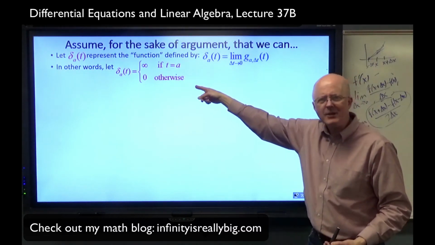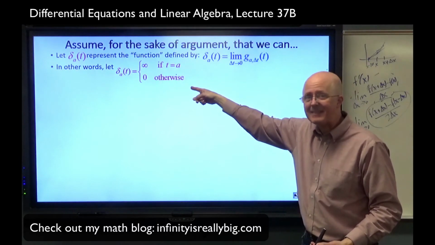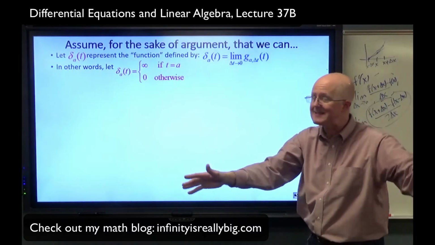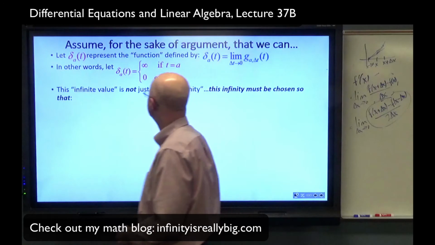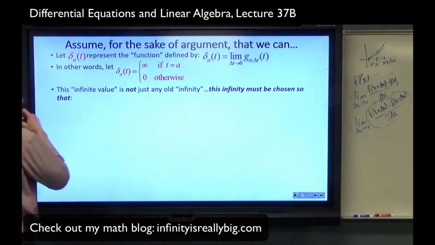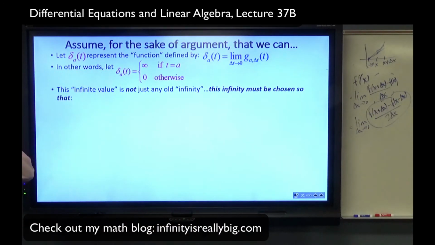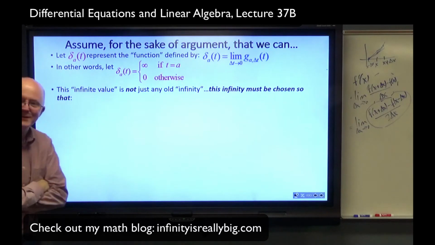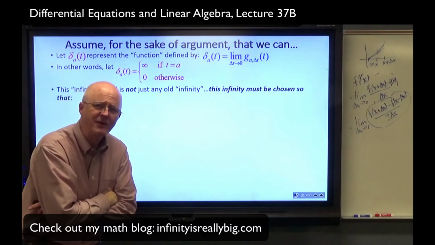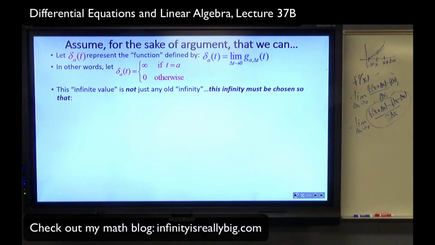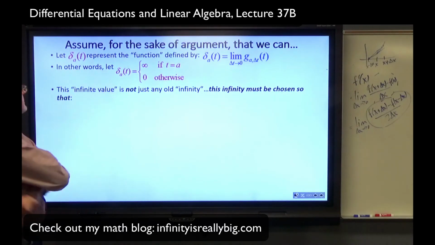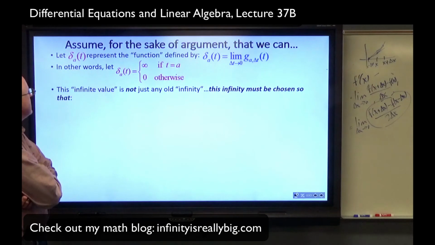You can't do that, can you? That's the part that's hand-wavy, non-rigorous. This infinite value is not just any old infinity, though. It's a special infinity. It's getting even weirder. This infinity must be chosen so that the area under this quote-unquote function equals 1?